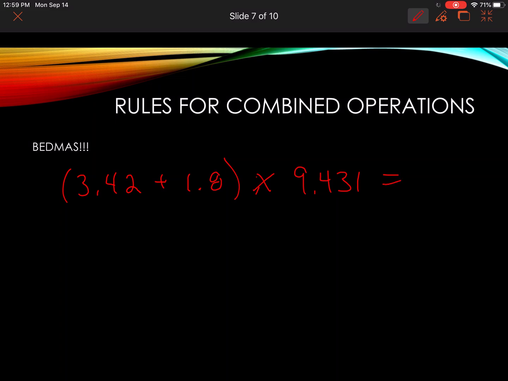Okay, so if you're going to type this into your calculator here, I'm going to do the brackets first, right? So 3.42 plus 1.8 equals, and I'm going to multiply it by 9.431. And I get an answer of 49.22982. Now, right away I should say, that is not the correct number of significant figures. So I need to look at the question to figure that out.